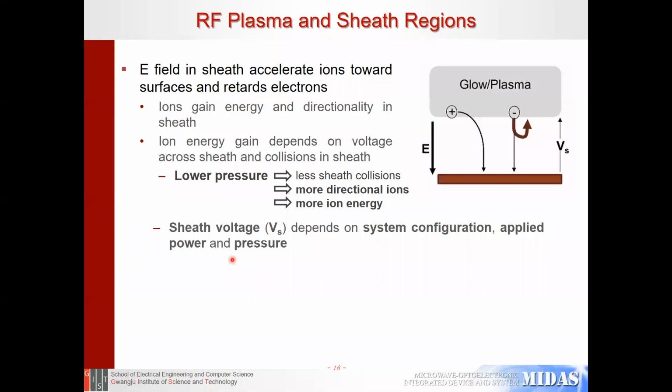Here I am showing schematically that we have a high current of electrons coming out of the plasma, but most of these electrons are returned back to the plasma and only a small amount make it to the surface. The amount that makes it to the surface is balanced by the same amount of ions that make it to the surface. So at the surface, the electron current and the ion current will be equal.